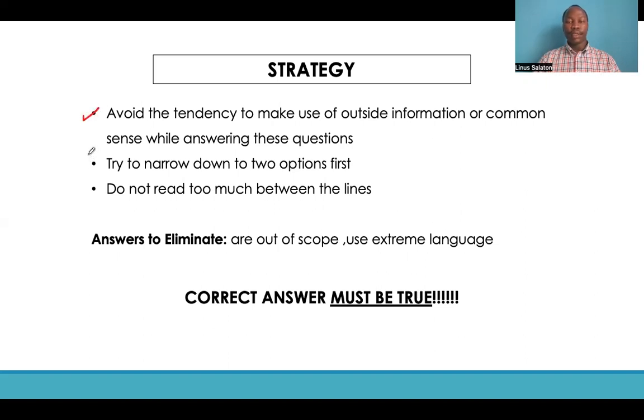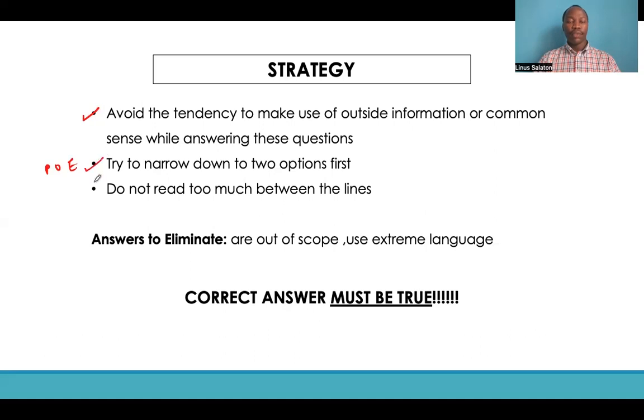Then, as a way of answering this question type quickly enough, use the process of elimination. After you've gone through the answer choices, try to narrow down to 2 options first. Then from the 2 options, go back to the stimulus, and out of the information that is provided, one of the 2 answer choices would most likely agree, or the stimulus will most likely strengthen that answer choice.